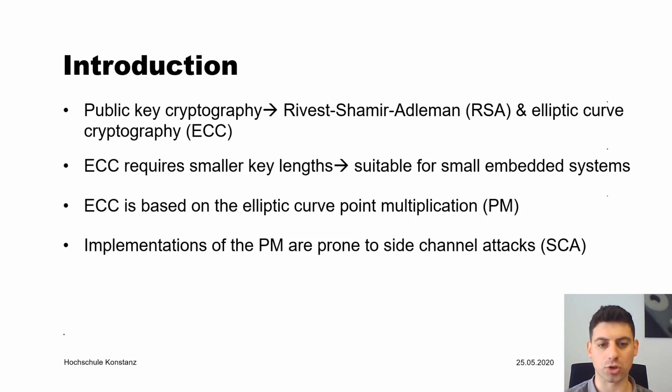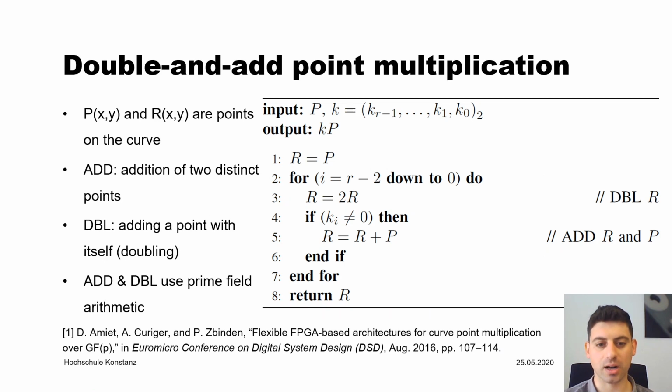In this work, we show that the performance and efficiency of the side channel attack resistant point multiplication can be improved using Gaussian integers. In order to show this, we consider first the point multiplication. There exist several algorithms for calculating the point multiplication. We consider here the add and double algorithm. As we can see in this algorithm, the inputs are a key and a point on the corresponding curve. The output is the point scalar multiplication of both.